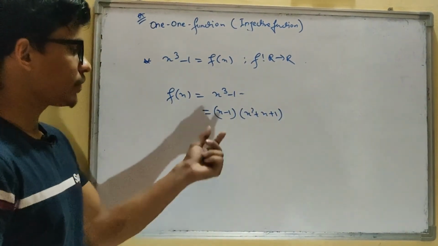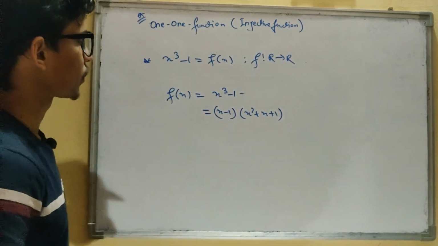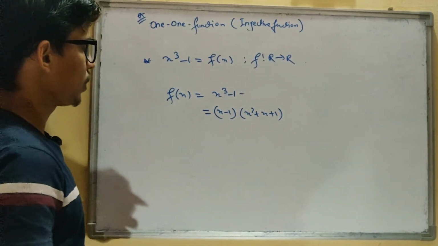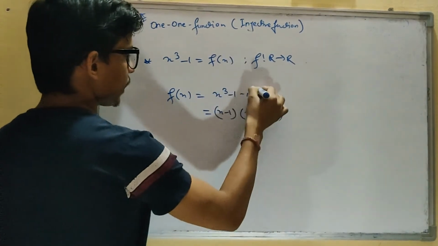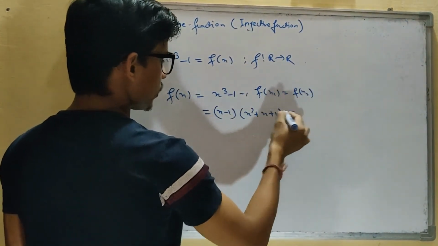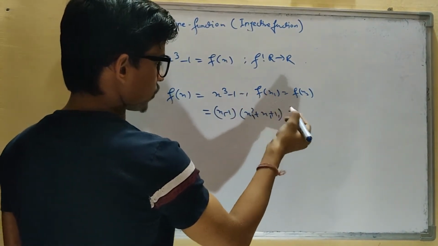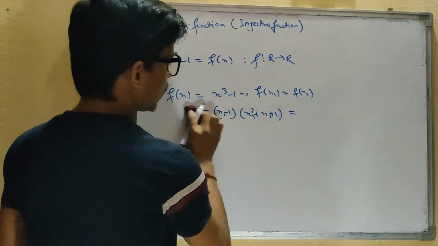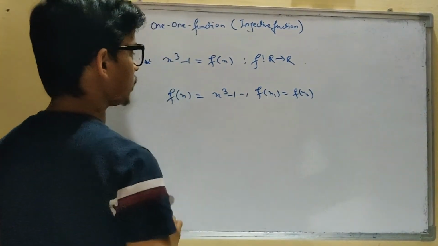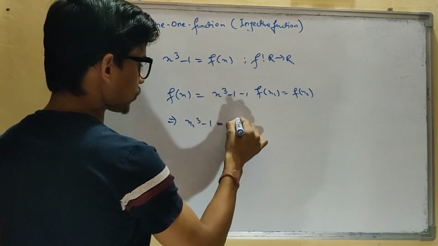Okay, so f(x) is this, right? What I have to do is check f(x1) equals f(x2). So f(x1) equals this, which implies that x1 cubed minus 1 is equal to x2 cubed minus 1.